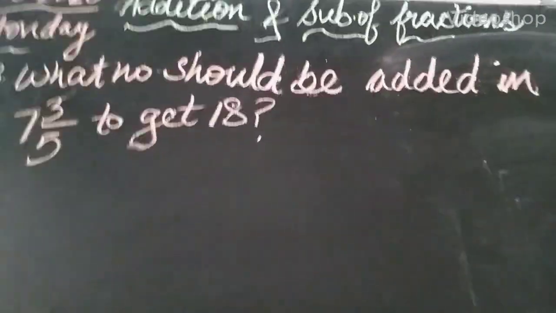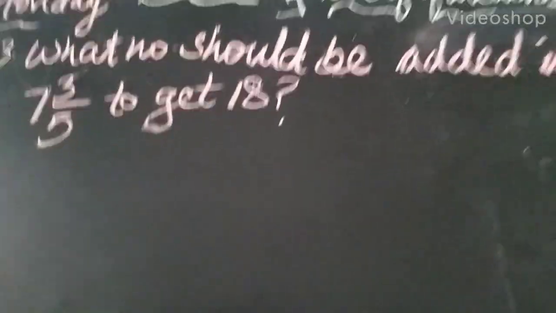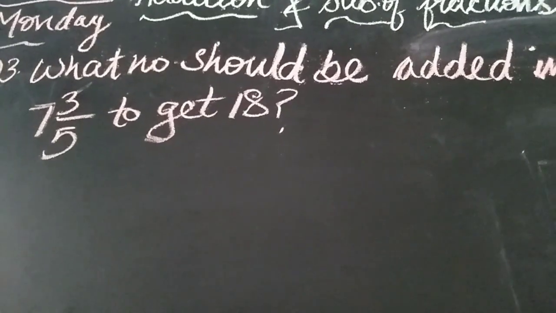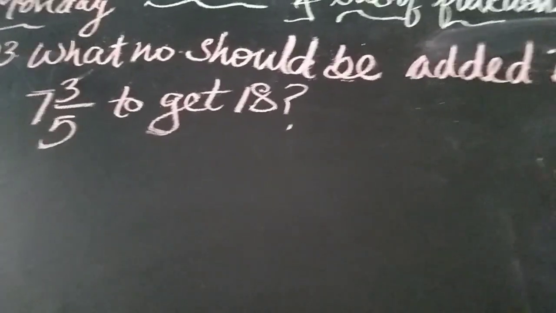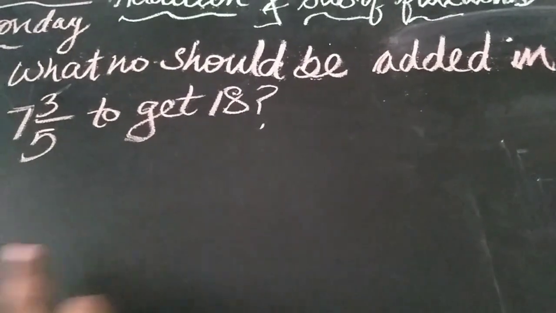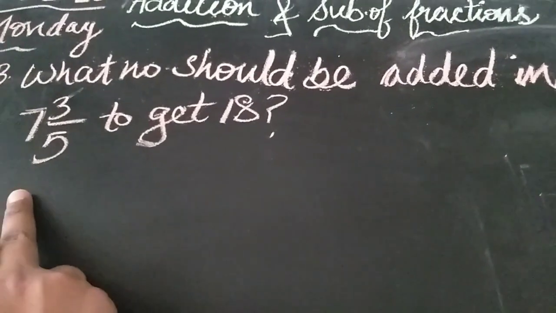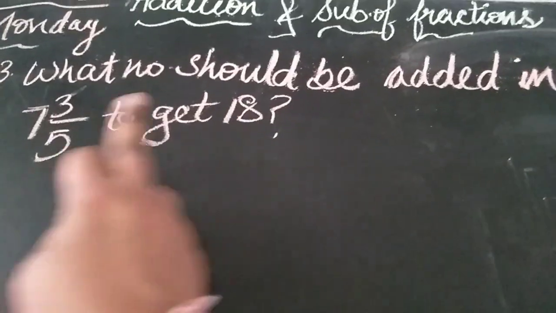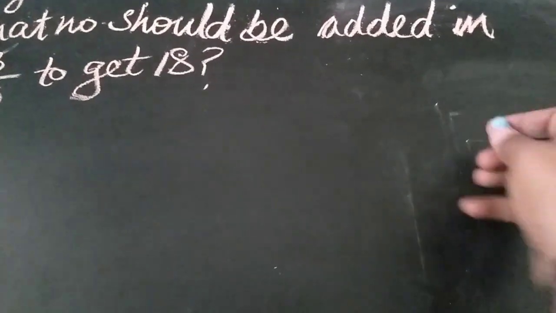Now we will discuss question number 3. What number should be added to 7 3/5 to get 18? First we will try to understand which number we add to 7 3/5 to get 18. We will take a simple example and try to understand it.